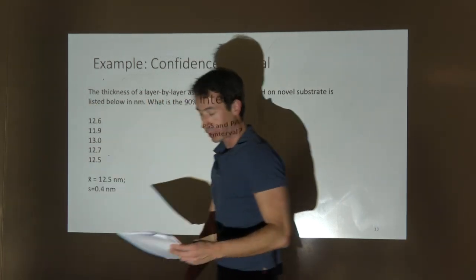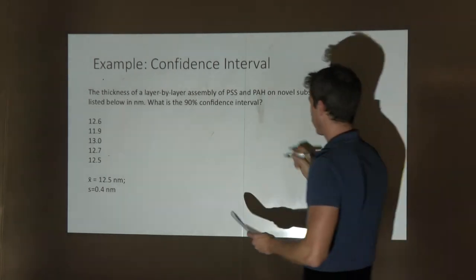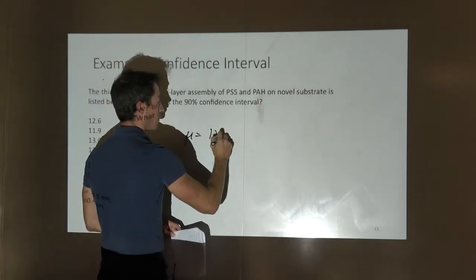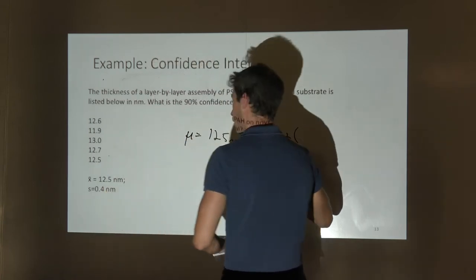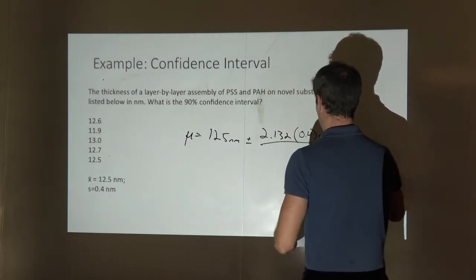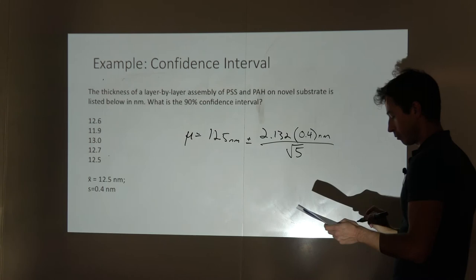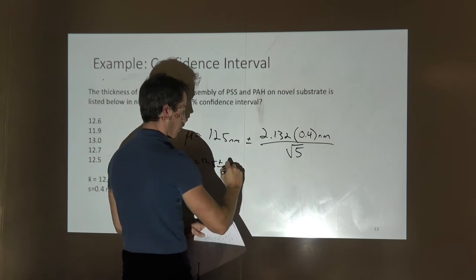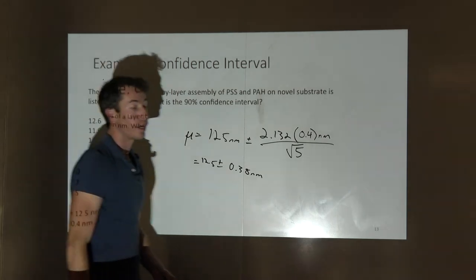So then we're just plugging and chugging. Our true value is equal to 12.5 nanometers plus or minus 2.132 times our standard deviation of 0.4 nanometers over the square root of the number of observations. And so this is 12.5 plus or minus 0.38 nanometers.